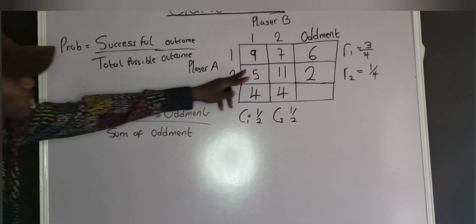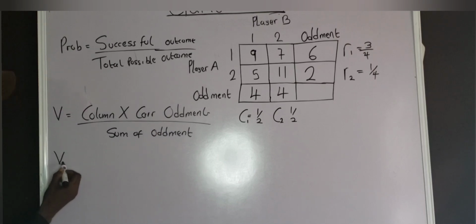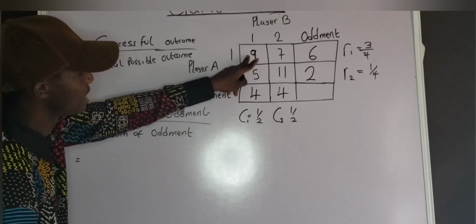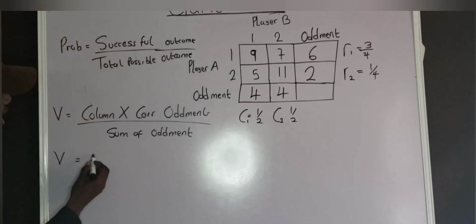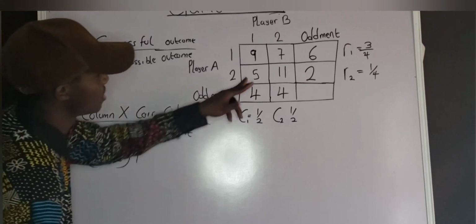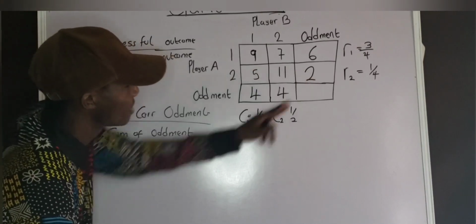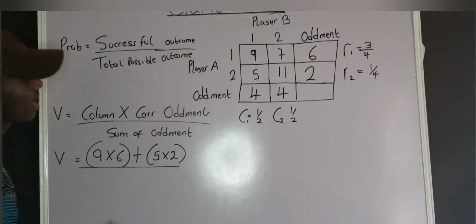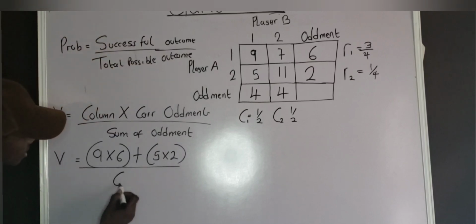Let's start with the first column, which is for strategy 1 for player B. So the value according to the first column will be what? The column value 9 multiplied by the corresponding oddment, which is 6. So I'm going to have 9 multiplied by 6, plus the second value in the column, 5, multiplied by the corresponding oddment, which is 2, all over the sum of the oddments. The sum of the oddments is 6 plus 2.